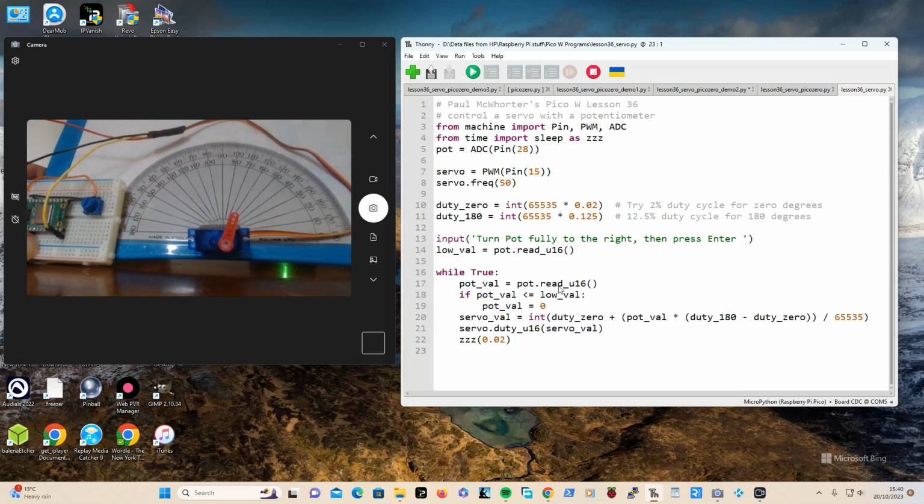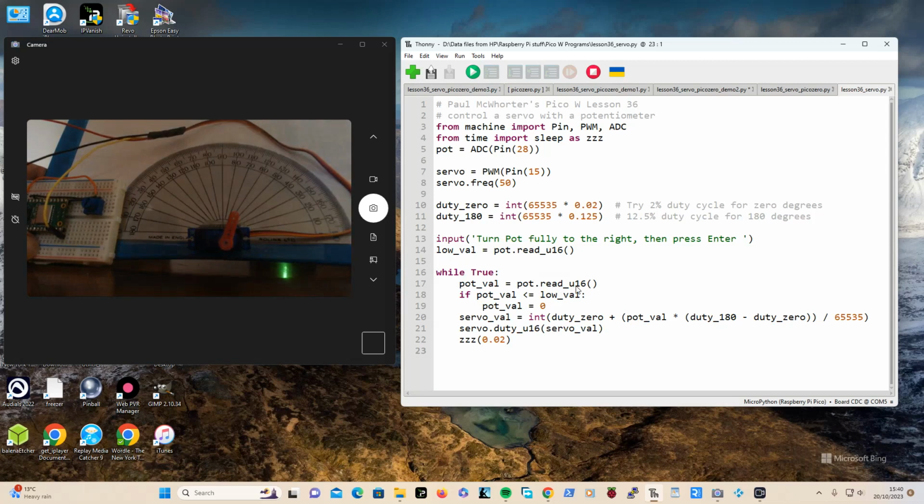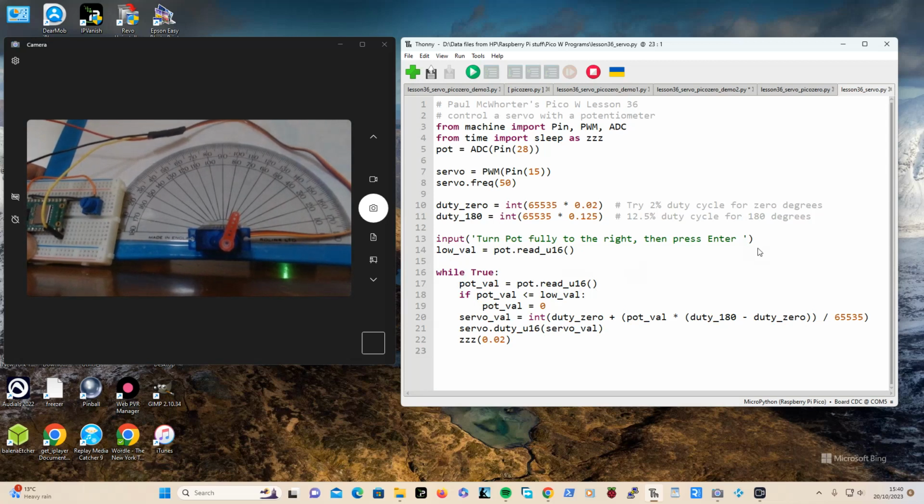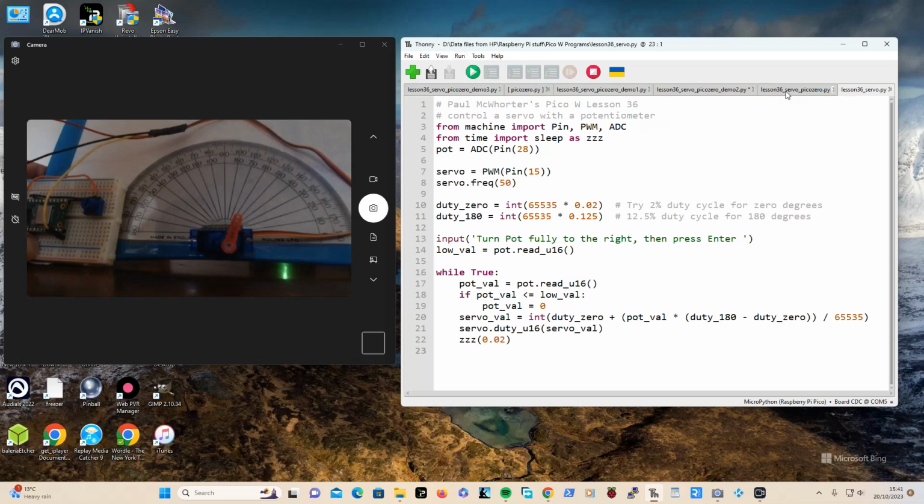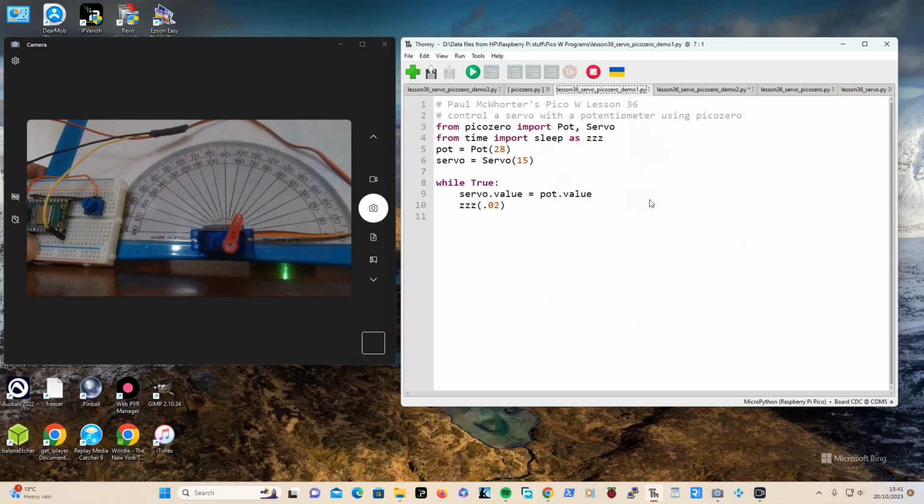Now I thought that if I use picozero, which was written by the MicroPi Foundation and is touted as being really user-friendly, I would try it because I like to try different things. Right, I will go on to demo one. This is the program that I tried. I don't know if they're going from 0 to 1 or 0 to 6553, anyway, it doesn't matter. Because you can do this with an LED, I just thought you can just go servo value equals pot value. So we'll try running this.